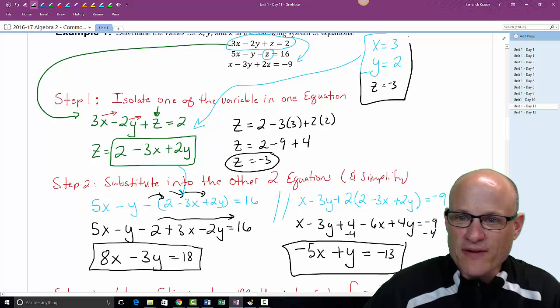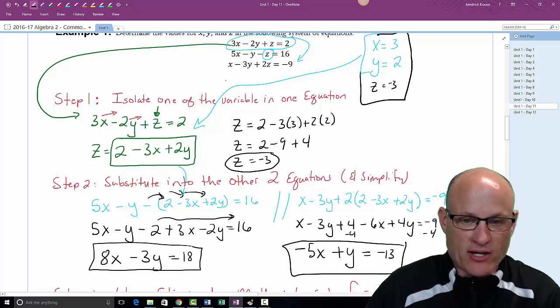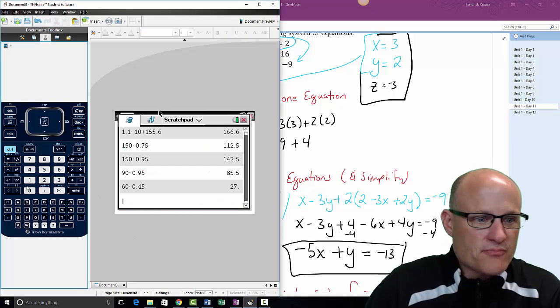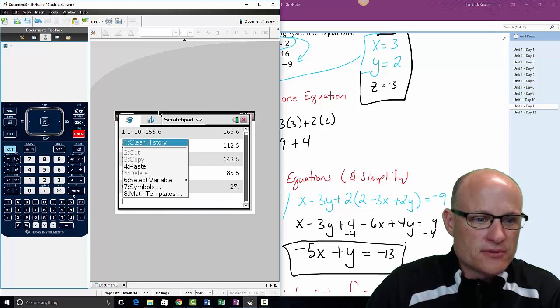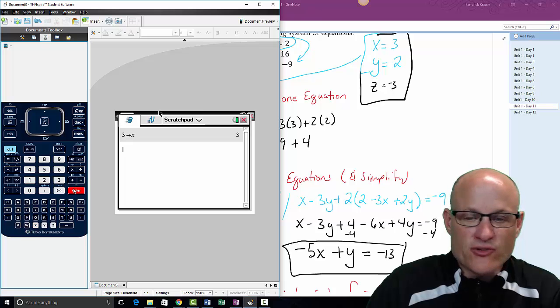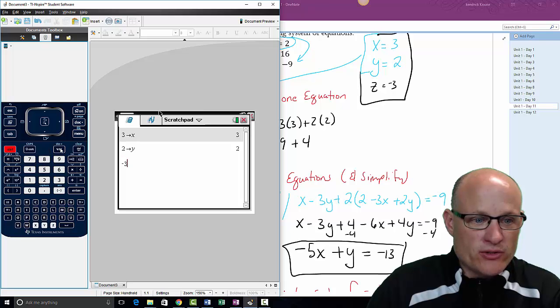Now there's a really fast way, especially with the TI Inspire, to check your answer. So I'm going to come over to this TI Inspire. Let me clear out all this stuff. So I said 3 is x. So I'm going to take 3, and store it into x. That's the store button, the store feature. I'm going to take 2 and store it into y. And I'm going to take negative 3 and store it into z.